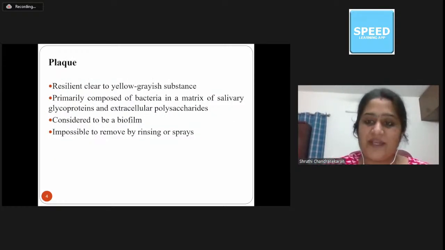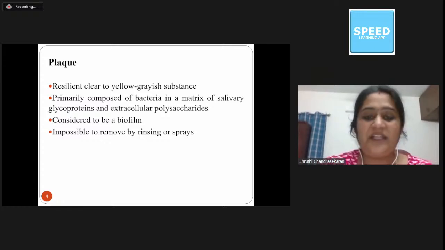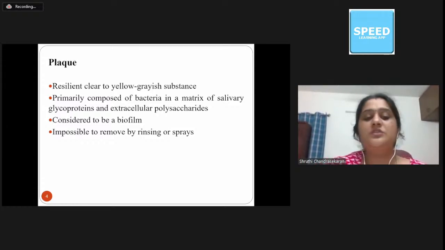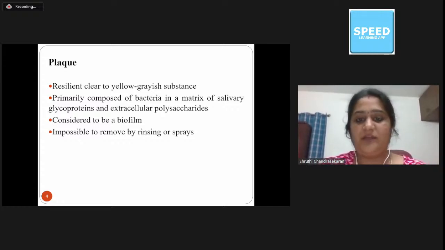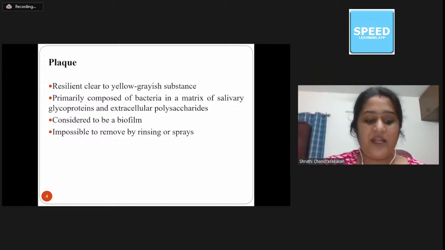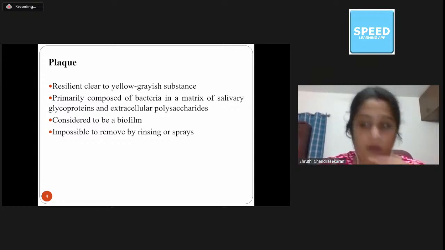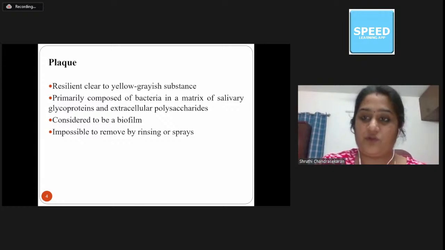So let us see the basic definitions of plaque, materia alba, and calculus. Plaque is a resilient yellow grayish substance that adheres tenaciously to intraoral hard and soft tissue surfaces. It is primarily made up of bacteria. This bacteria is embedded in a matrix of salivary glycoproteins and extracellular polysaccharides. The plaque is also considered a biofilm, and it is impossible to remove plaque by using rinses or sprays. It is usually done only with the help of routine complete scaling and root cleaning procedures.